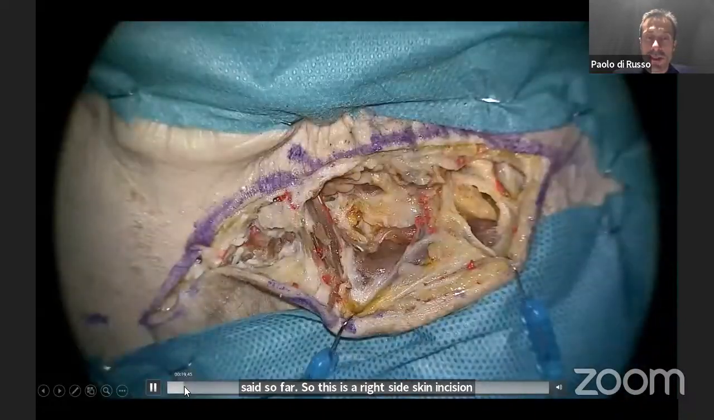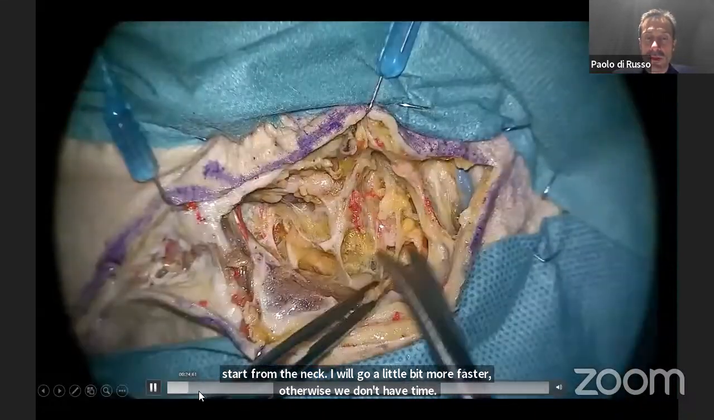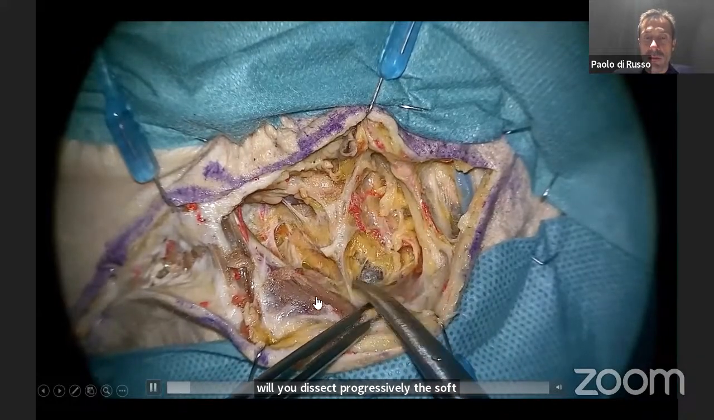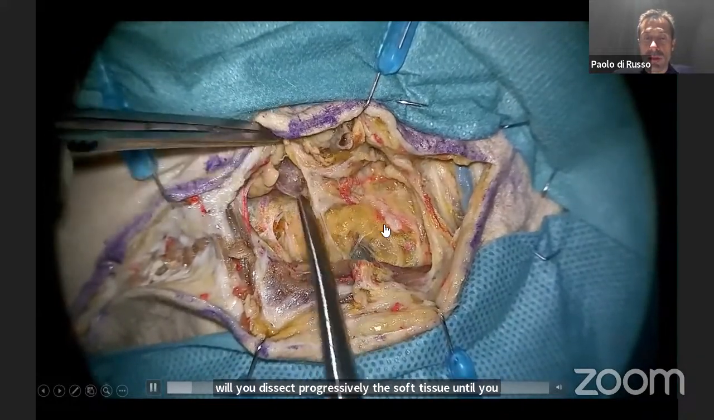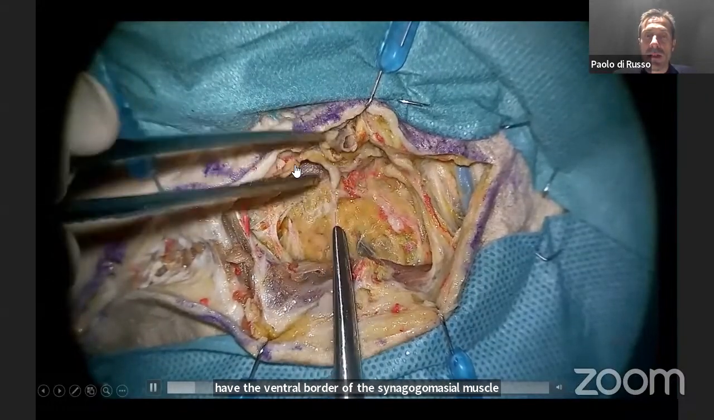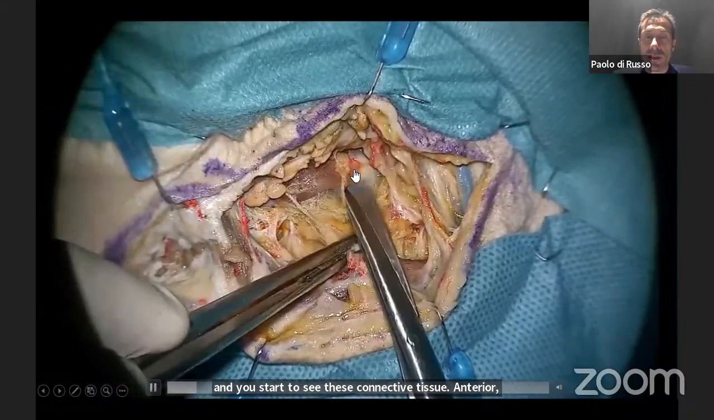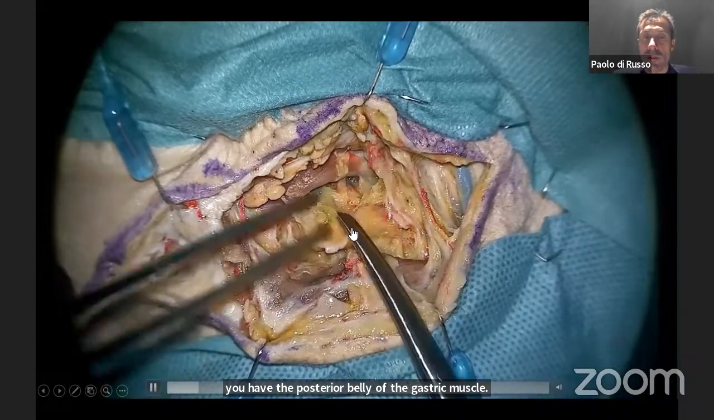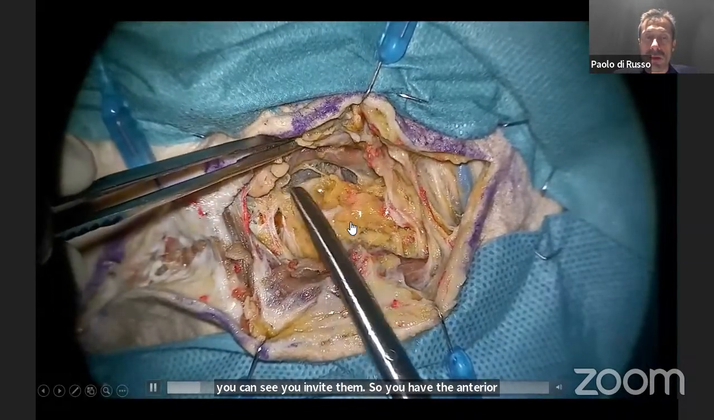You dissect progressively the soft tissue until you have the ventral border of the sternocleidomastoid muscle, and you start to see this connective tissue. Anteriorly, you have the posterior belly of the digastric muscle. You identify it, and so you have the anterior and posterior border of your approach.